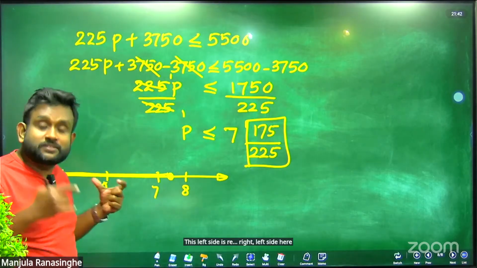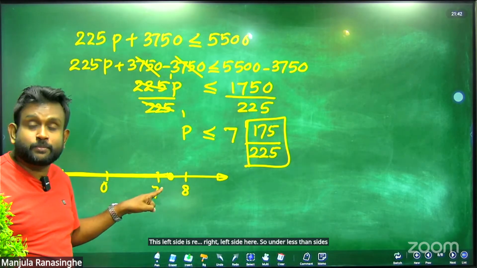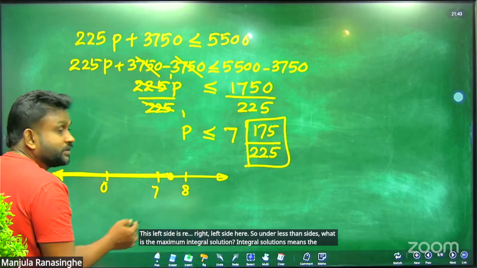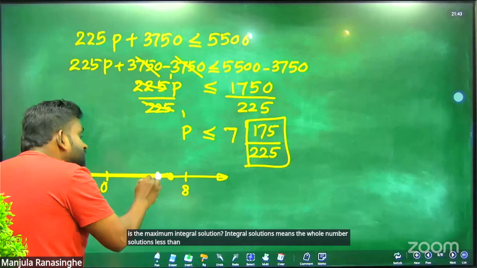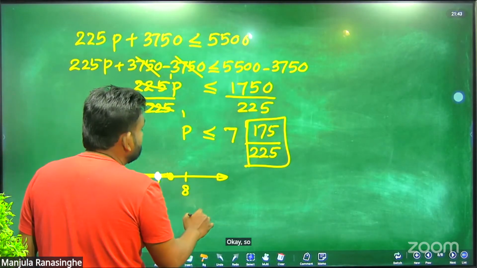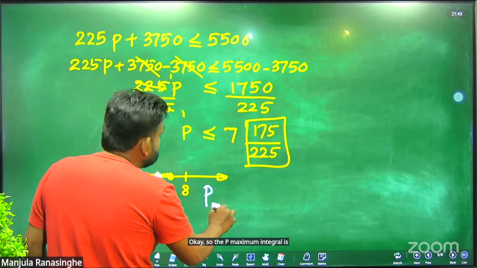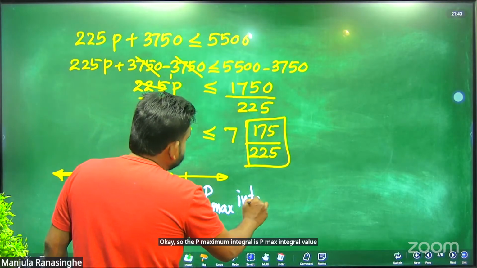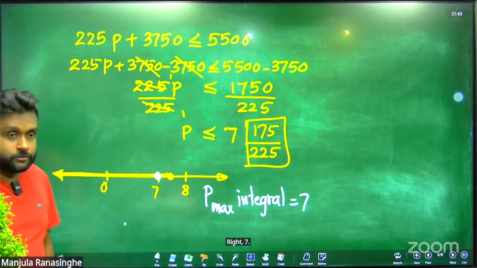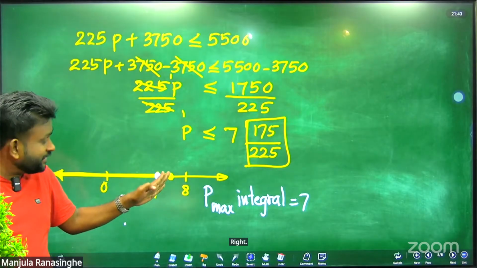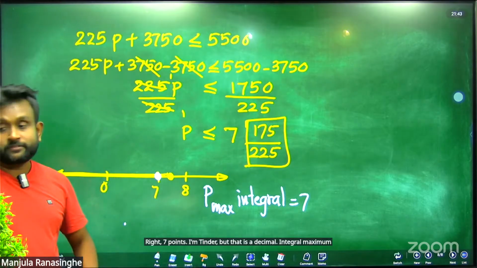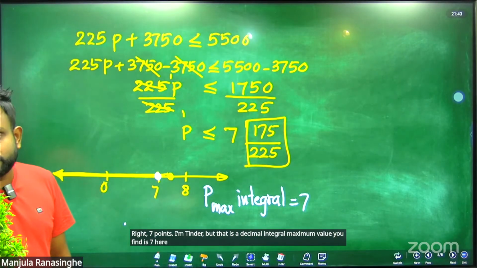So on the less-than side, what is the maximum integral solution? Integral solutions mean the whole number solutions. Less than this, what is the first whole number you reach? 7. So the maximum integral value of p is 7. Understood? It is 7 point something, but that is a decimal. The integral maximum value you find is 7 here. Good question there.